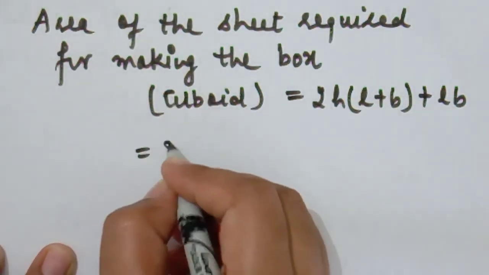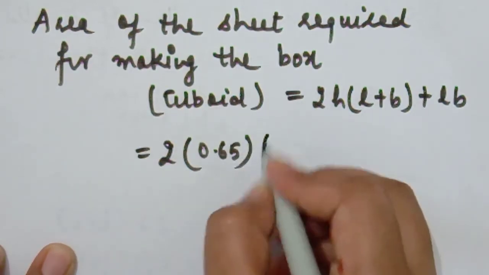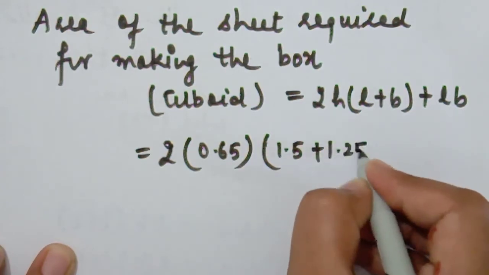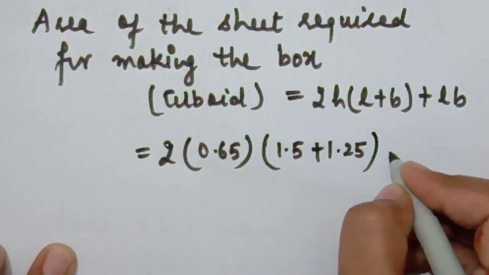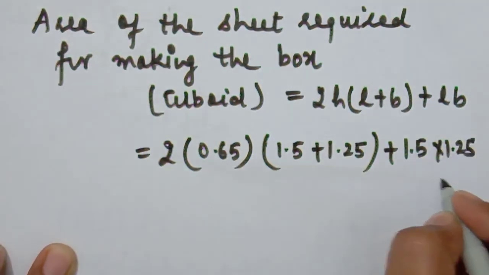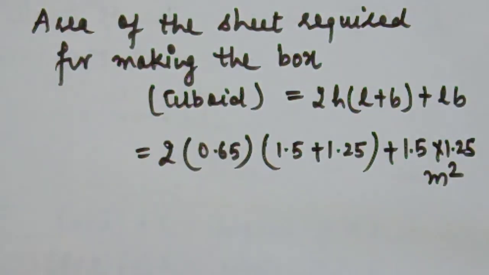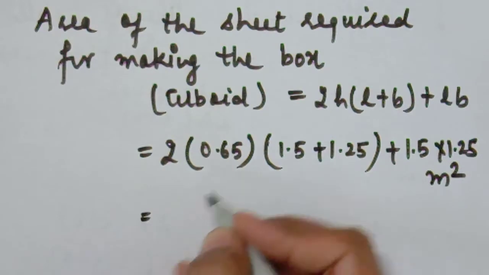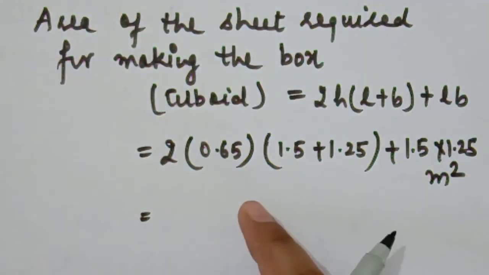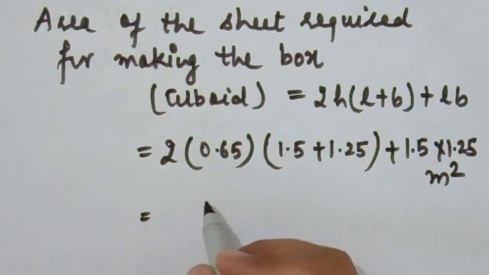Now we will put the values. Height is 0.65 meter, and then length is 1.5 plus breadth 1.25, plus 1.5 into 1.25. Do not forget the unit, because we are finding the surface area, so it is meter square. Now we will solve it. You have to pay attention to solve all these things because it is very necessary, otherwise you will put a wrong point and then all the calculation will be wrong.